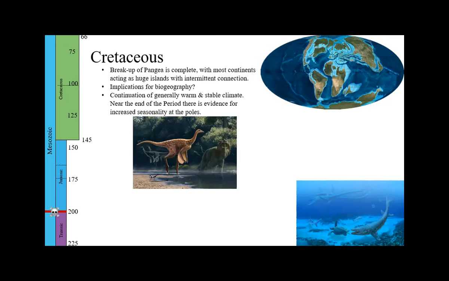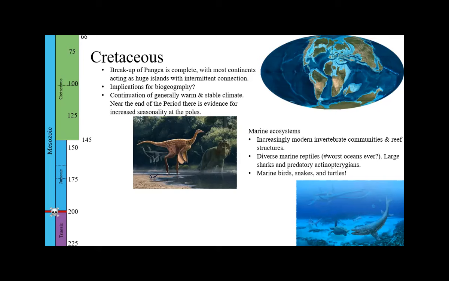So in marine ecosystems, increasingly all the invertebrate faunas are getting super familiar. In the Triassic you had invertebrate communities dominated by bivalves, so clams, snails, lobsters and crayfish and crabs, those kinds of crustaceans. That's starting in the Triassic. By the time we're getting into the Cretaceous, extremely familiar marine ecosystems, with the exception of things like ammonites, which are still very abundant and everywhere, but don't exist anymore.